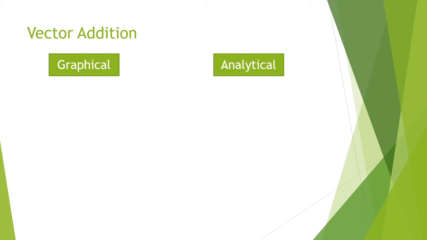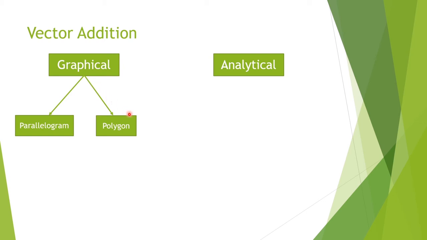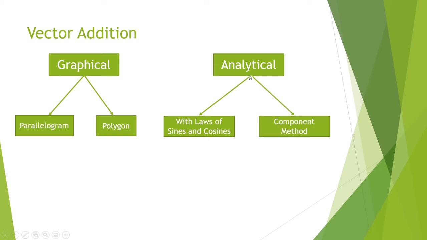Okay, now let's go to performing operations on vectors. The very first is vector addition. Vector addition has two kinds, two ways to perform it. One is graphical, another is analytical. For graphical, we have the parallelogram method. We also have the polygon method. For analytical, we also have two. First is with laws of sines and cosines, and the next one is the component method.